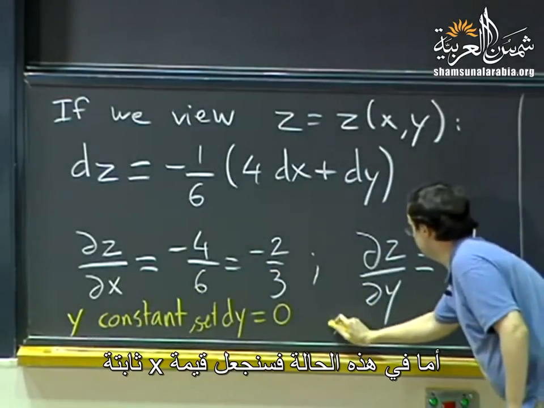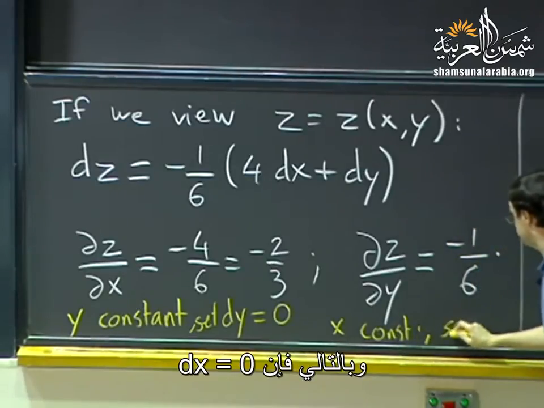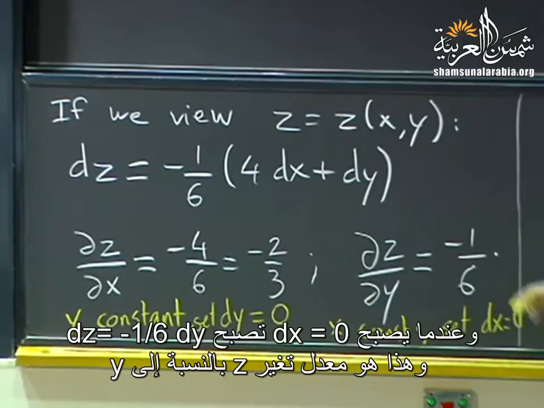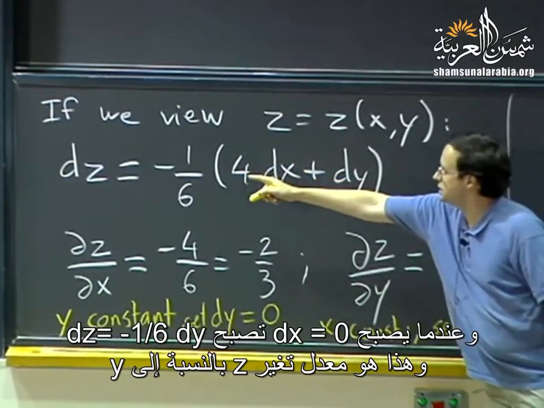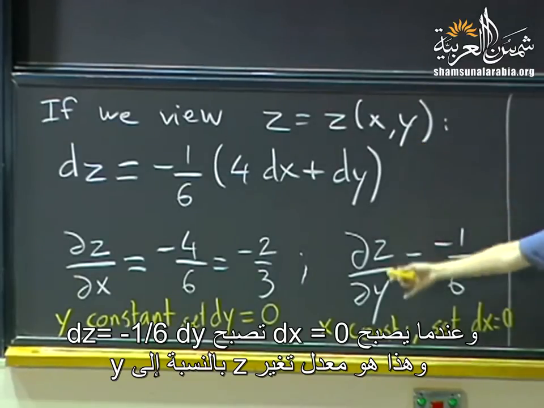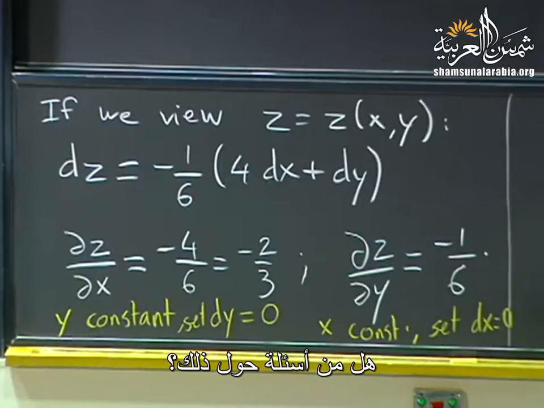Here we set x constant. So that means we set dx equal to 0. And if we set dx equal to 0, then we have dz equals negative 1/6 of dy. That tells us the rate of change of z with respect to y. Okay, any questions about that? No?